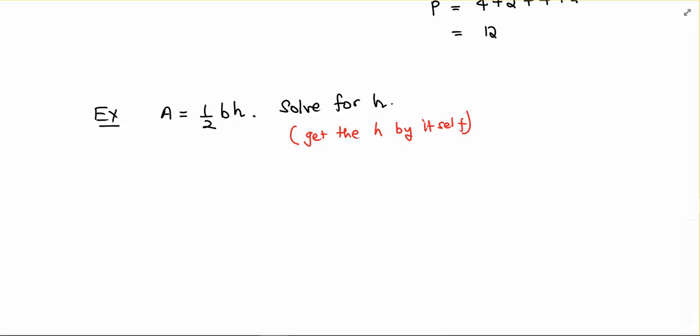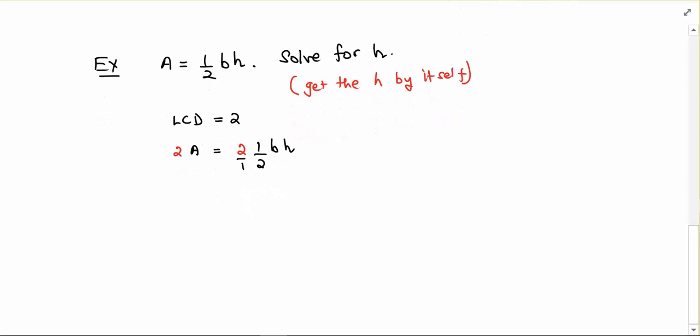So first of all, when I look at this, I see a fraction. So I'm going to clear the fraction. To clear the fraction, I'm going to find the LCD. The LCD, the least common denominator, is 2. So I'm going to multiply everything, left side and right side, by 2. So 2 times the left side, 2 times the right side. And if I did this right, this is 2 over 2 BH, and this fraction reduces, and I get 2A equals BH.